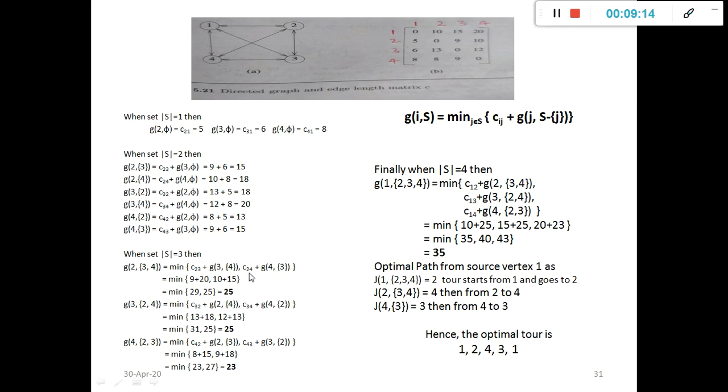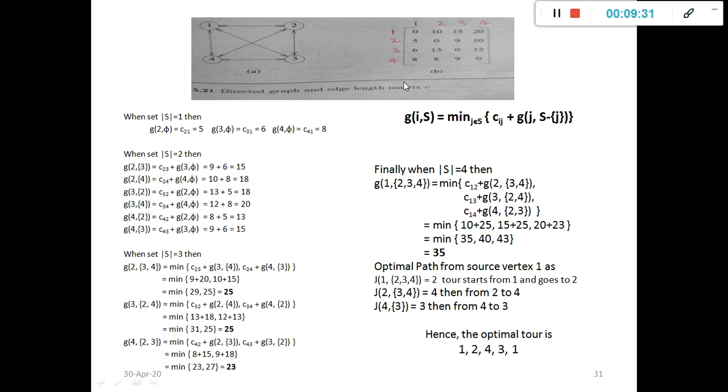Similarly, the cost of 2 to 4 plus the cost of 4 to 3. Then you will get the value of C of 2 to 3 from this table, that is 9, plus the cost of 3 to 4 from the previous value, that is 20.